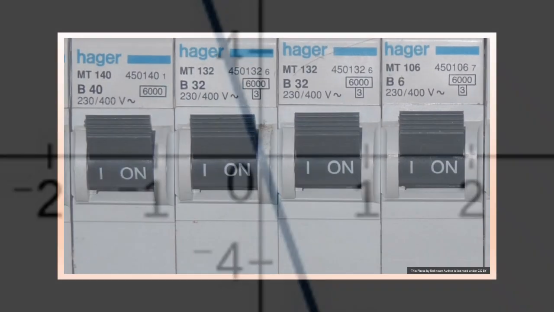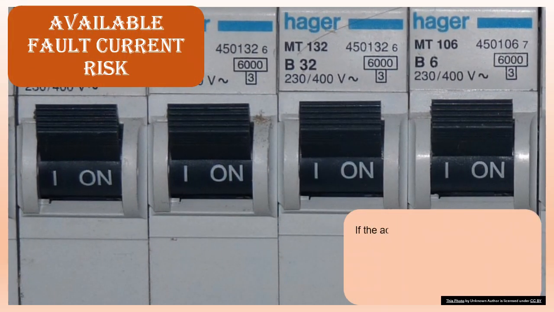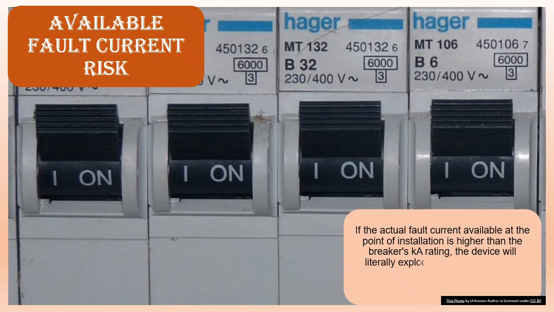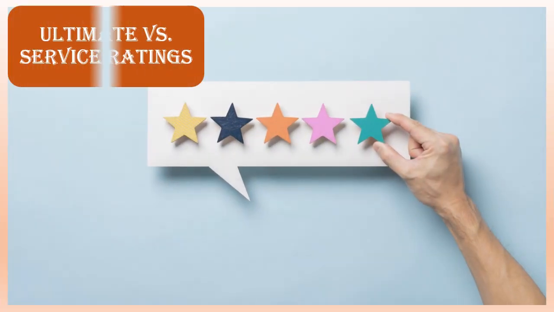Available fault current risk. If the actual fault current available at the point of installation is higher than the breaker's rating, the device will literally explode when a short circuit occurs, potentially causing serious damage to the panel and personnel.